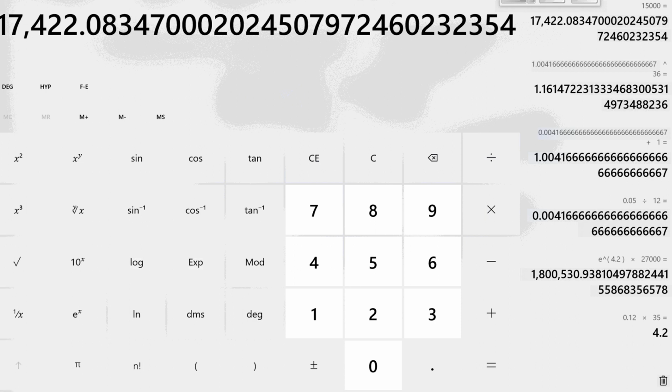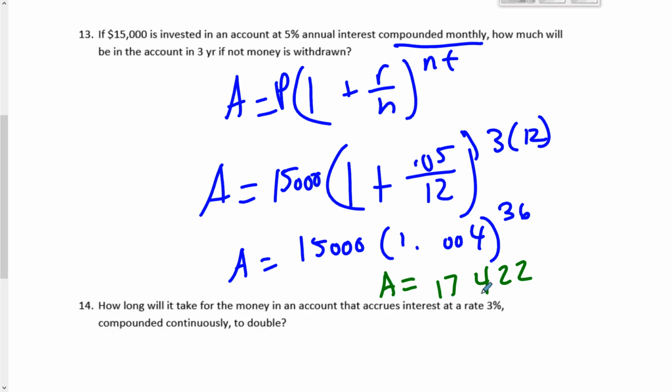17,422 and 8 cents. So that's why I didn't want to round that and use 0.004. So I don't want to round here. Don't round. Keep that in your calculator, because if you do that, then you miss out on some money.